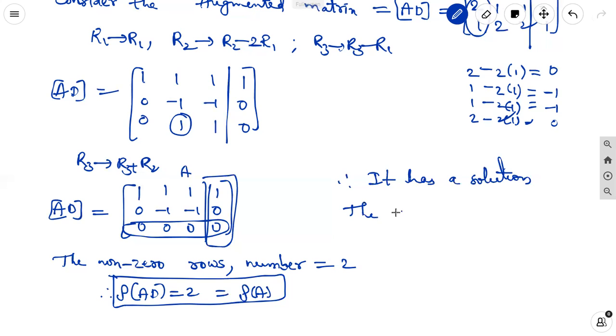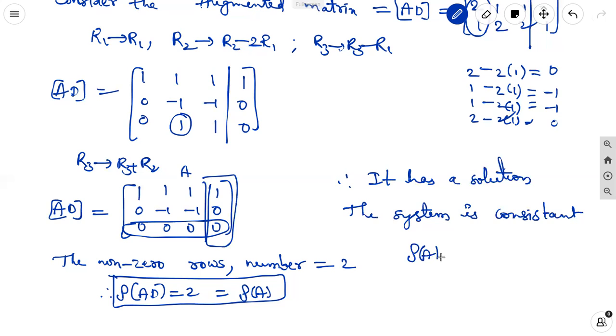If the system has a solution, then it is a consistent system. If it has no solution, then it is an inconsistent system. When it is a consistent system, which type of solution is there? Either a unique solution or infinitely many solutions.